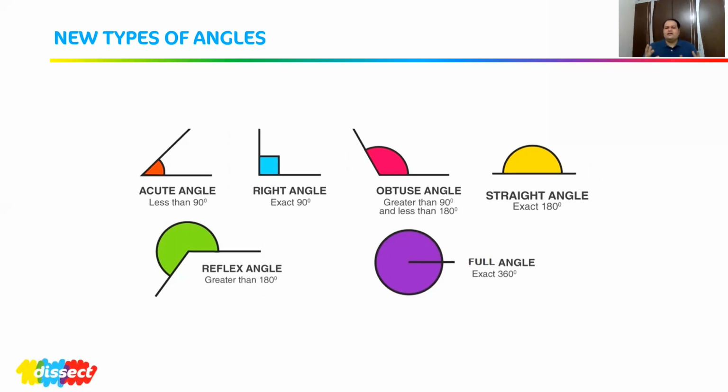Now you might try and think about why these angles are required. You already have an idea about these three angles, or this fourth angle if you consider the straight angle also. But why do we need all these new types of angles? So let us see one practical application of why we need all the angles.